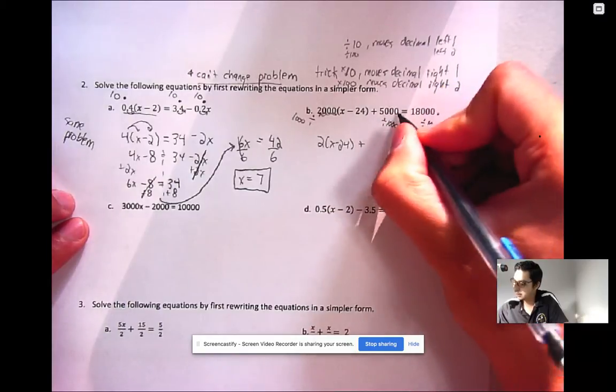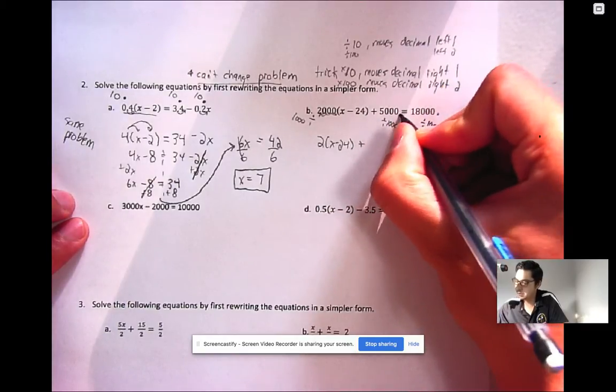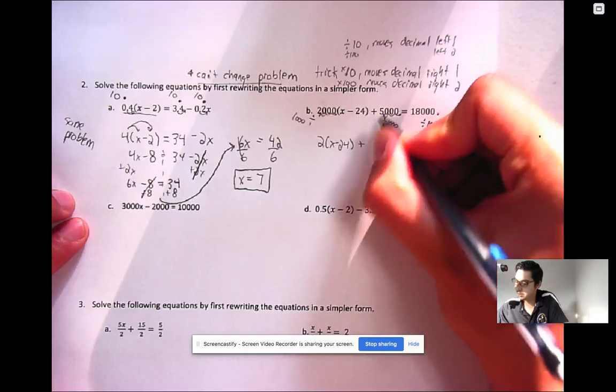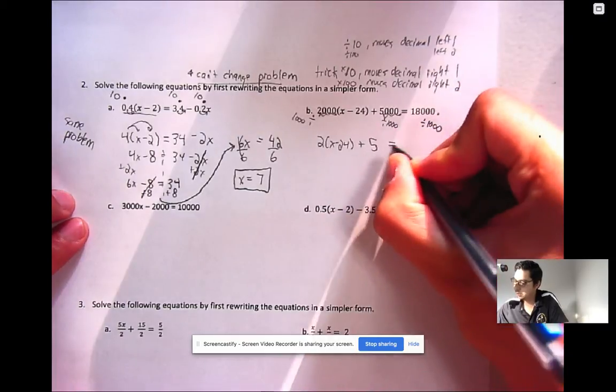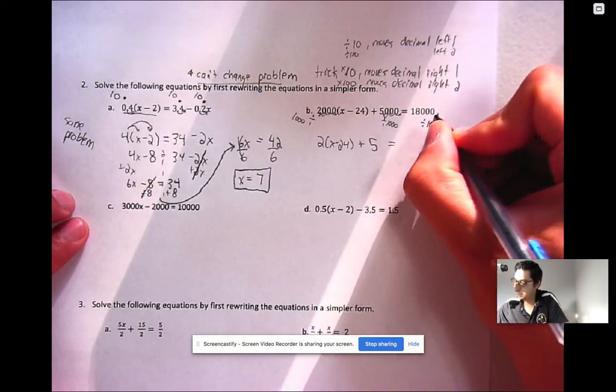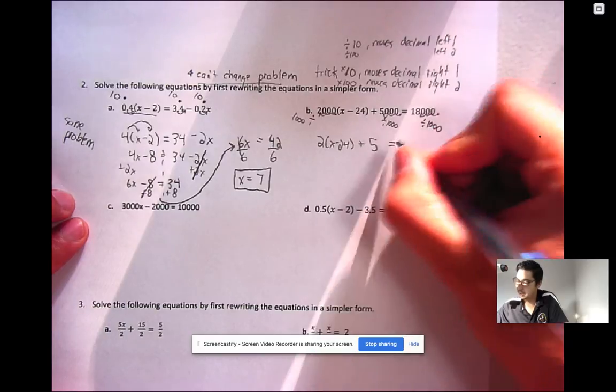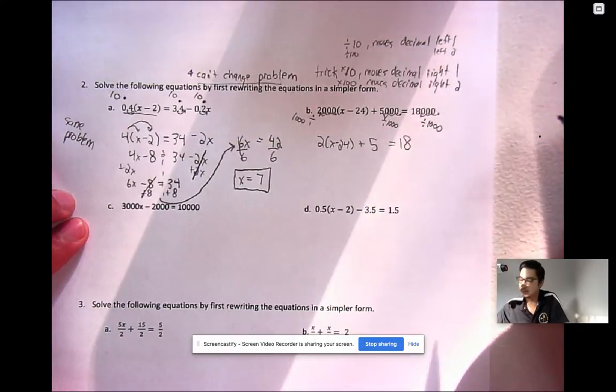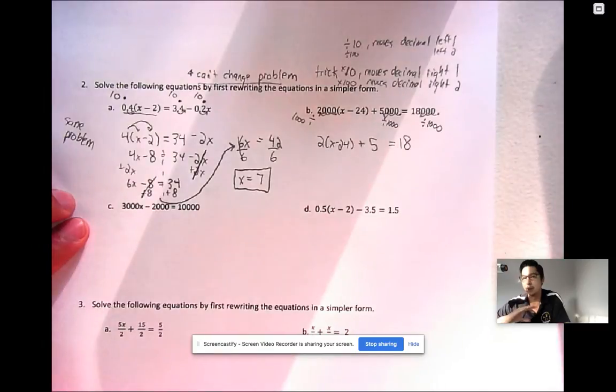Plus, and then when I do 5,000 divided by 1,000, move it to the left 3 times, I just get 5, equals 18,000 divided by 1,000, move that to the left 3 times, or use a calculator if you don't trust me. You get 18. Same problem, just a much smaller version of it.